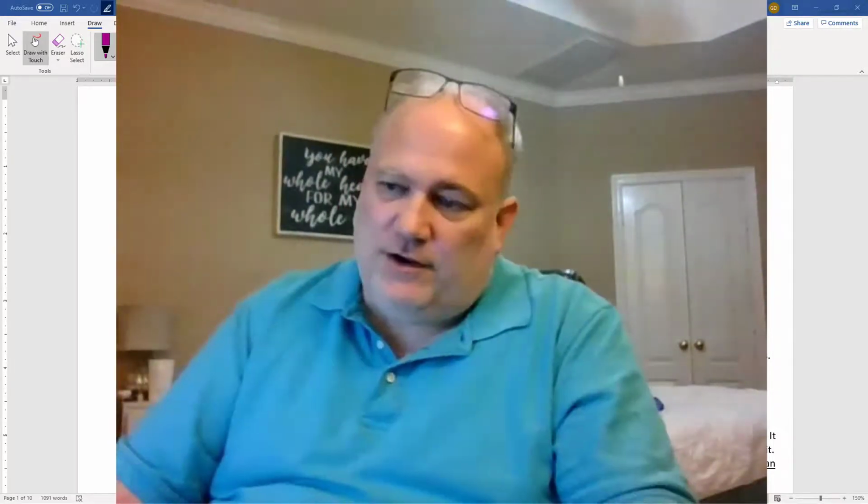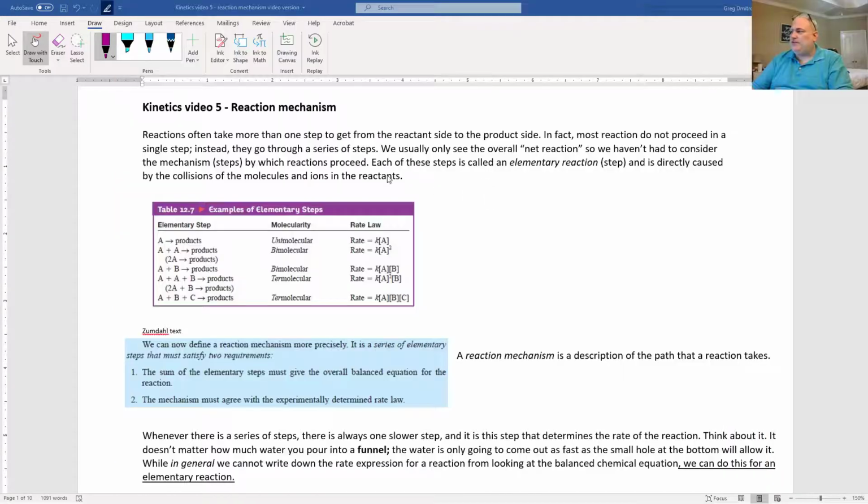So let's take a look here, and I wanted to define a couple of things for you. The first thing I want to define is an elementary step, or an elementary reaction. Whenever we have multiple steps taking us from original reactants to our final products, each individual step we call an elementary step or an elementary reaction. There are different names for these, and it depends on how many particles actually collide. Whenever we have an elementary step, the reaction is caused directly by collisions of the molecules or ions of the reactants. So we can actually write rate laws directly from elementary step equations, which is something we cannot do normally with any kinetics problem.